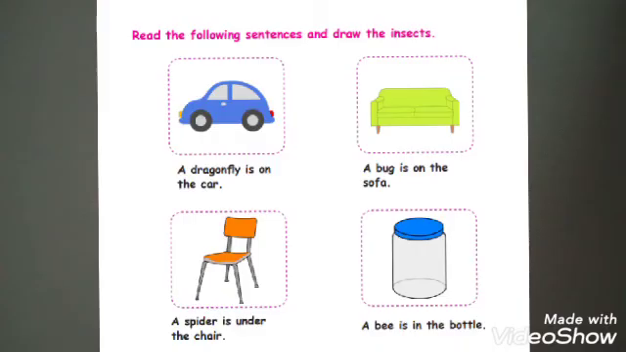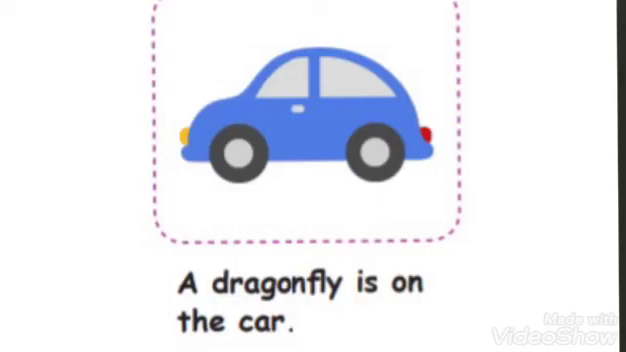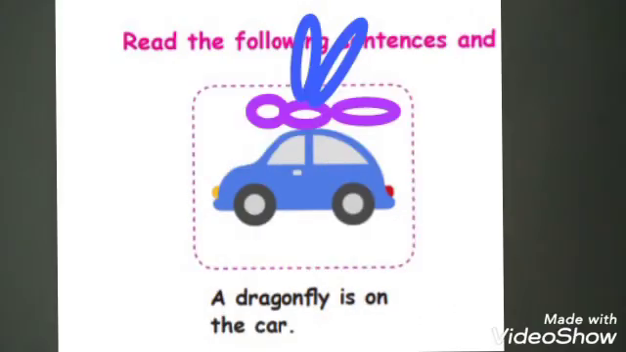Exercise number 3. Read the following sentence and draw the insects. Look at the first sentence. A dragonfly is on the car. The car picture is already given. Which insect do we want to draw? We want to draw the insect dragonfly. Next, identify the preposition in the given sentence. On is the given preposition. So, we have to draw the dragonfly on the car.